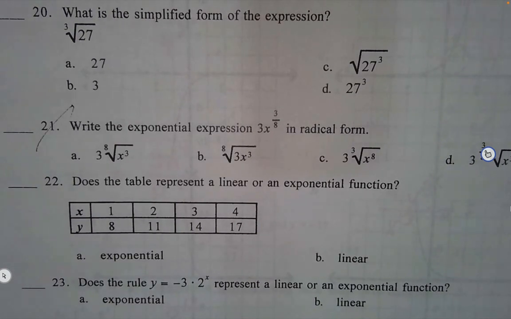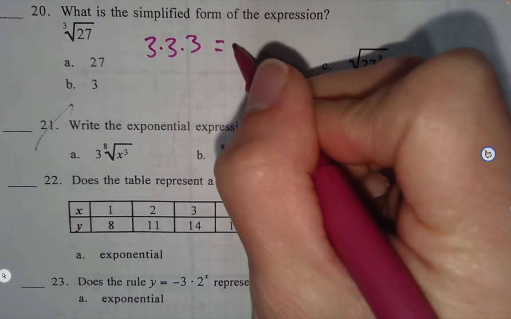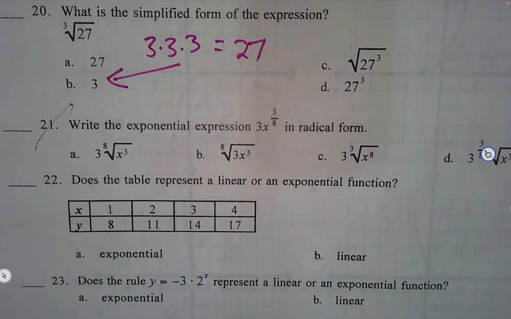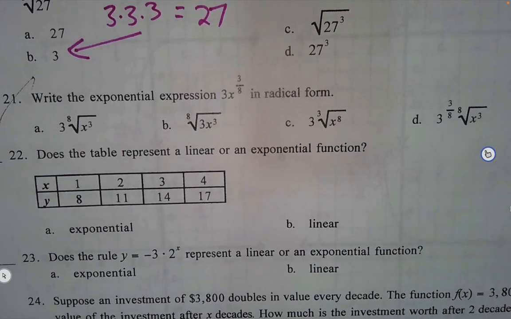Or just know, what number am I multiplying times itself 3 times to get 27? Well, 3 times 3 times 3 is 27. So it's that answer. Okay? Are we good with that? Kind of, yes. I know it's been a while since we've done these.